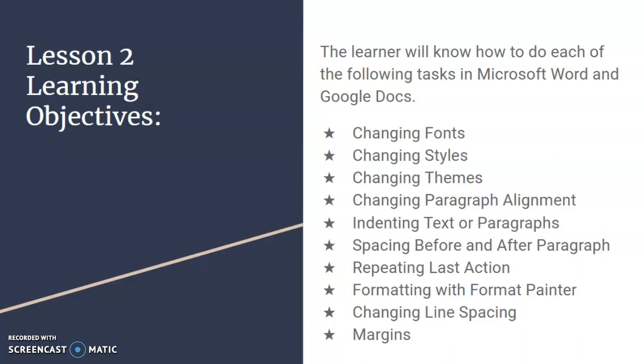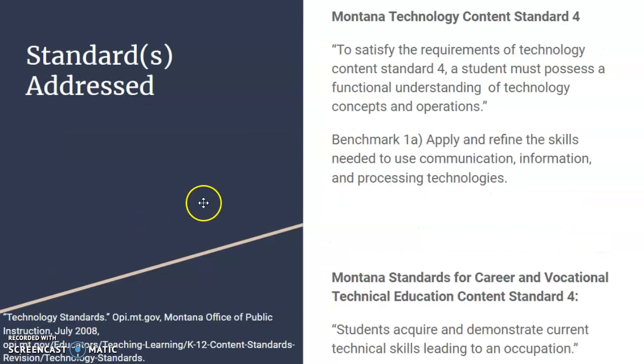So next, let's look at the standards we're addressing this week very quickly. Montana Technology Content Standard 4, which is to possess a functional understanding of technology concepts and operations to meet benchmark 1A. Apply and refine the skills needed to use communication, information, and processing technologies. And also Montana Standards for Career and Vocational Technical Education Content Standard 4, which students acquire and demonstrate current technical skills leading to an occupation. So that's what we're going for this week.